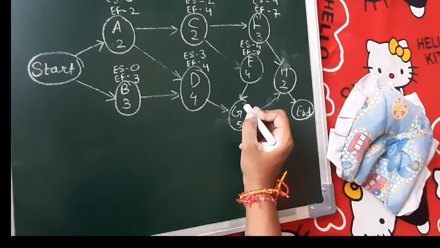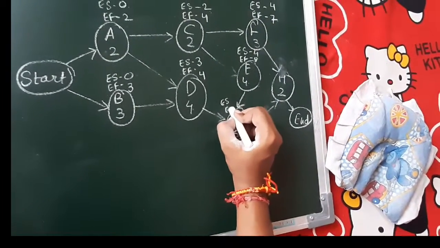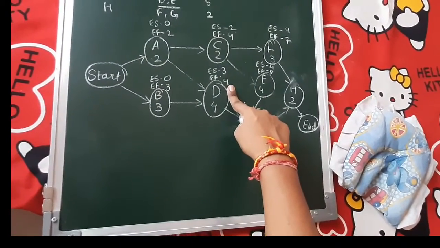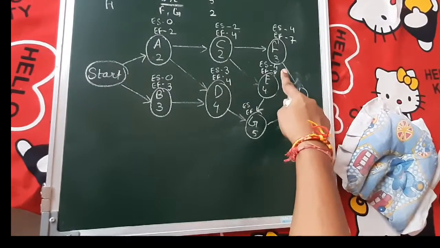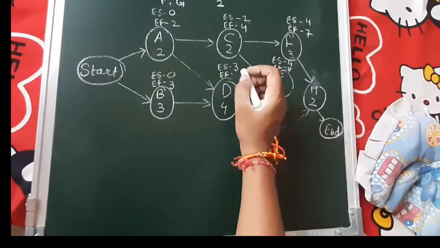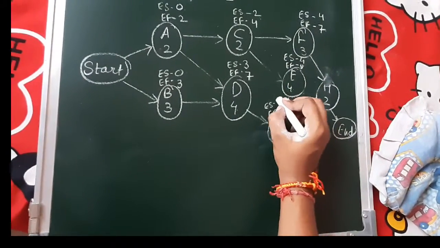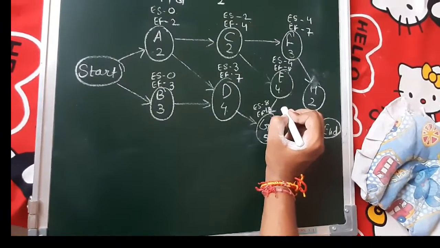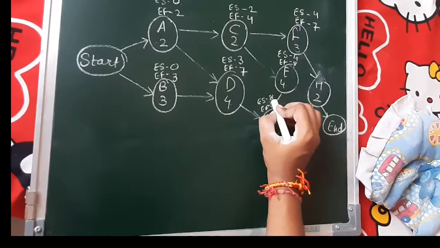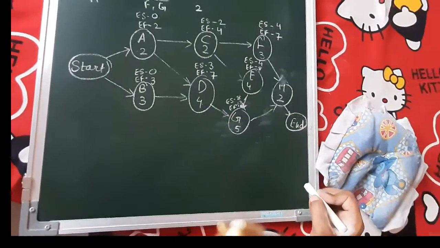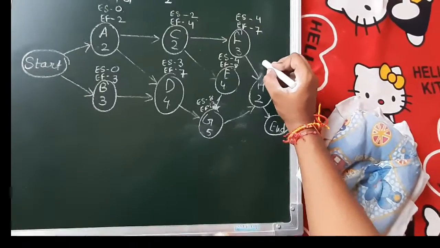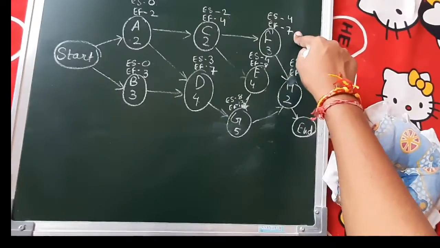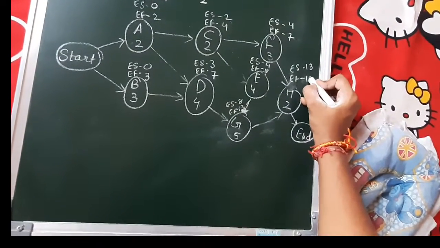Now here we have two preceding activities. This is 7 and this is 8. So we will go with the bigger number. 8 plus 5 becomes 13. Now we have activity H. We have two numbers, 13 and 7. So the bigger one is 13, plus 2 is 15.